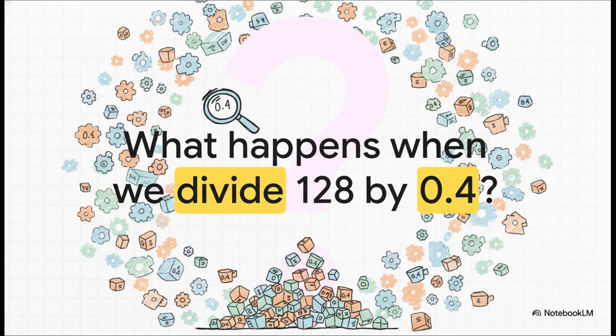Think about it this way. You're asking how many 0.4s can fit inside 128. And because 0.4 is so incredibly small, you can fit a whole lot of them inside, 320 to be exact. It completely shatters our standard everyday assumption about division.